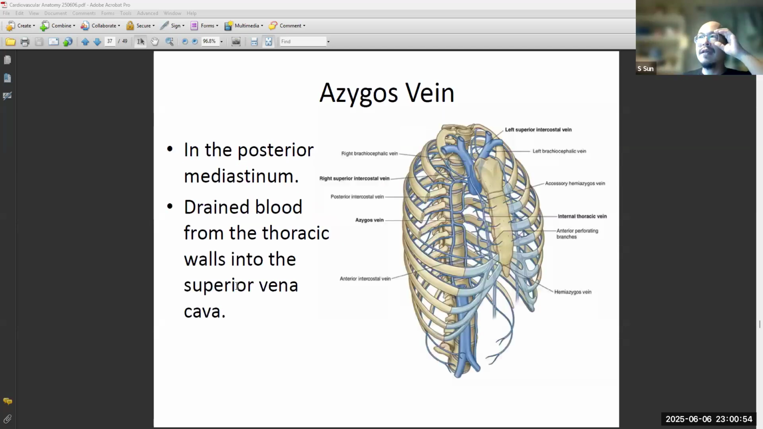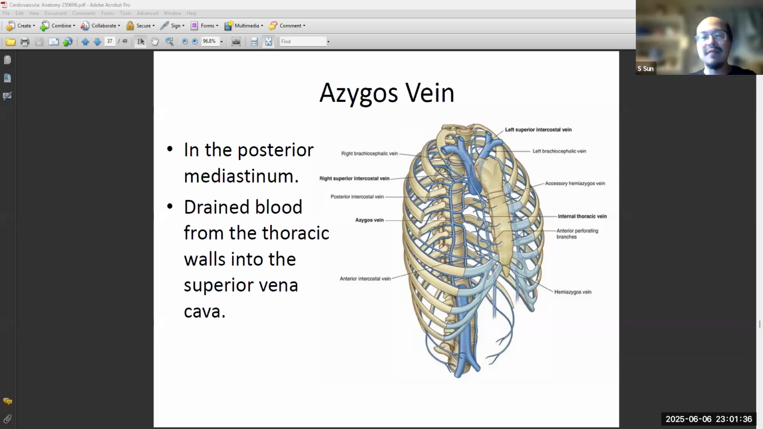So another vein is azygos. Azygos collects blood from the thoracic wall. You can see the thoracic wall, these are the ribs, and the vessel between the ribs is called the intercostal vessel. We have intercostal arteries and intercostal veins. They drain the blood into the azygos right here. The azygos goes very posteriorly, through the middle, the mediastinum, and then enters into the superior vena cava.